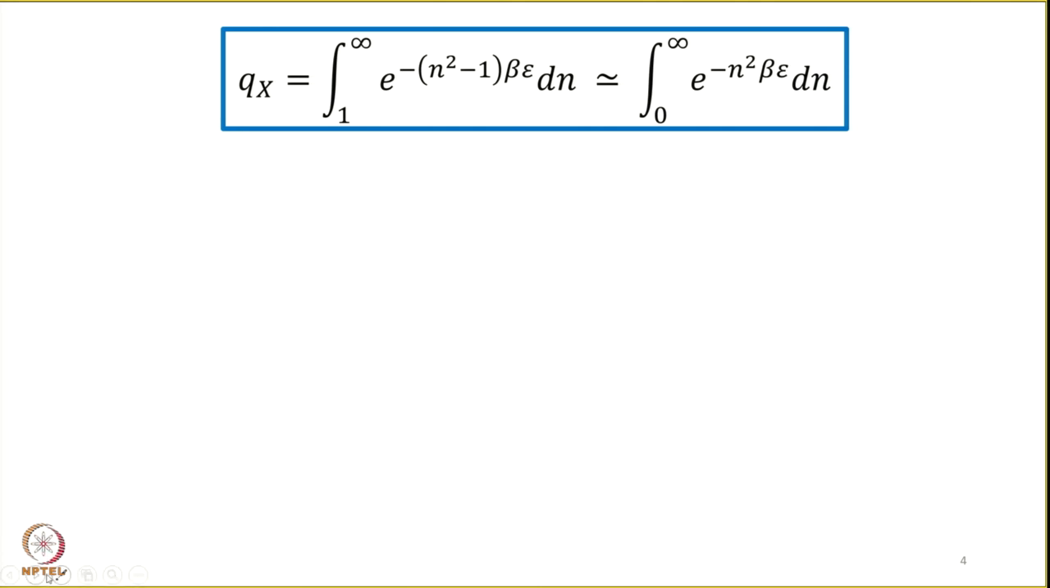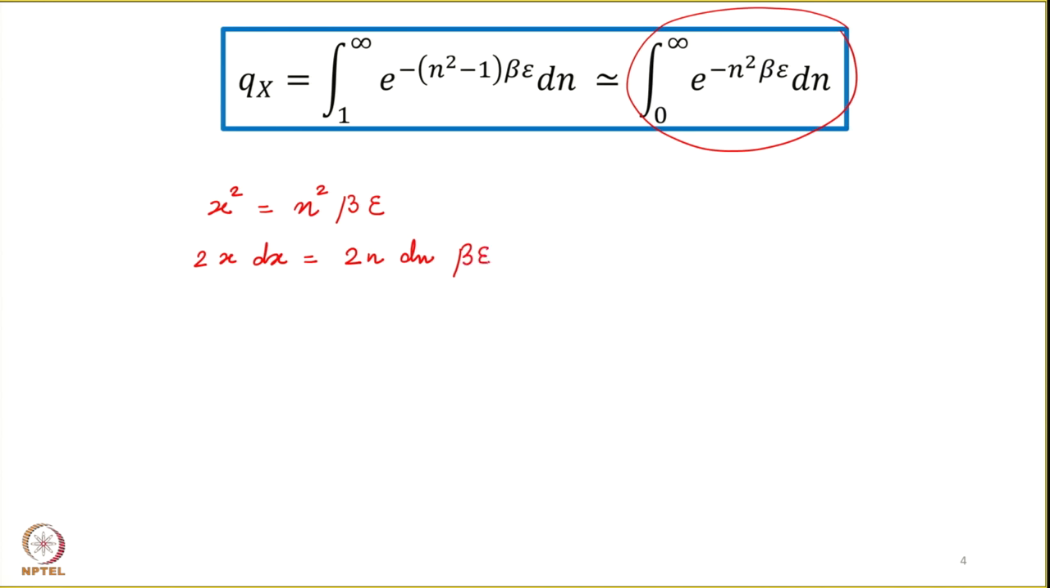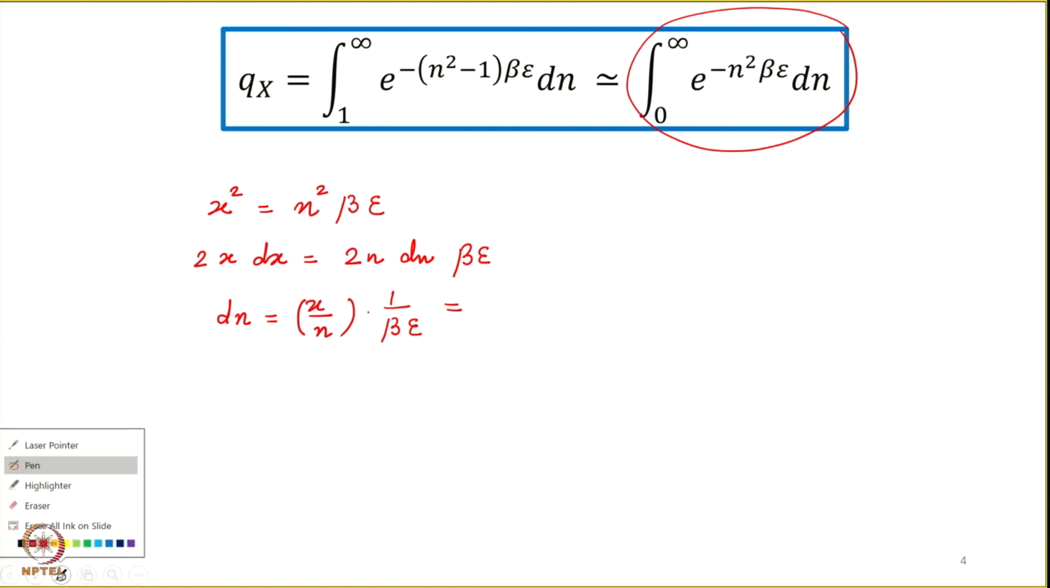We need to evaluate this integral. How do we evaluate? Very easy. Let us substitute x square is equal to n square beta epsilon. So, what we have, 2x dx is equal to 2n dn, and of course, you have that beta epsilon over here. So, what is dn? dn here is equal to x upon n, x upon n into 1 over beta epsilon. What is x upon n? x upon n can be found out from this.